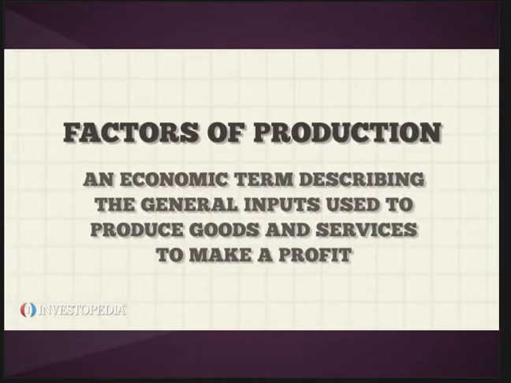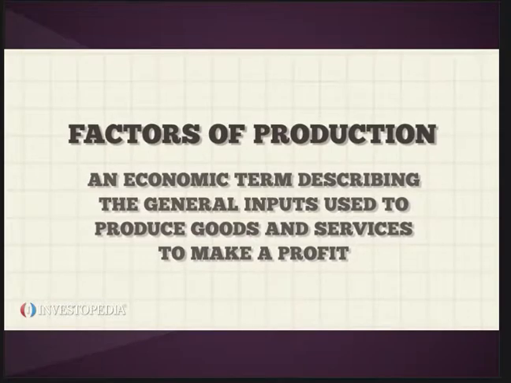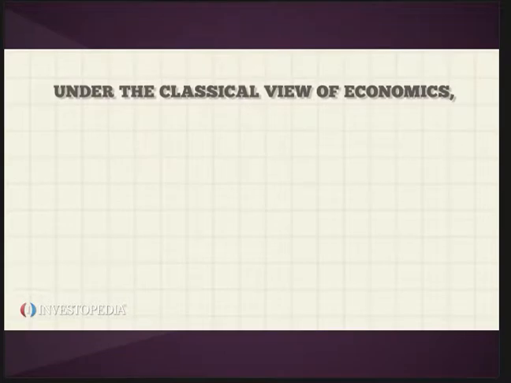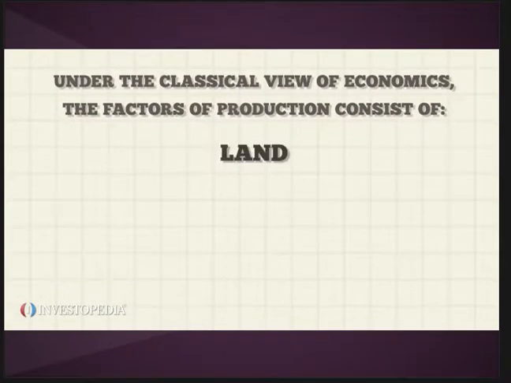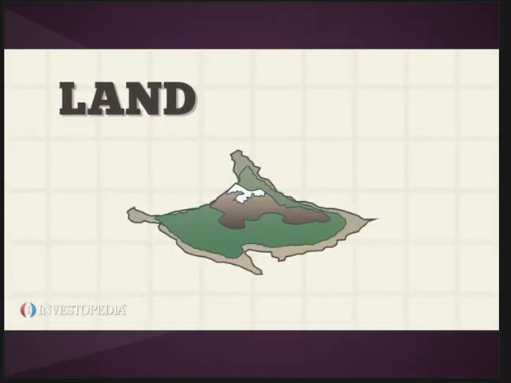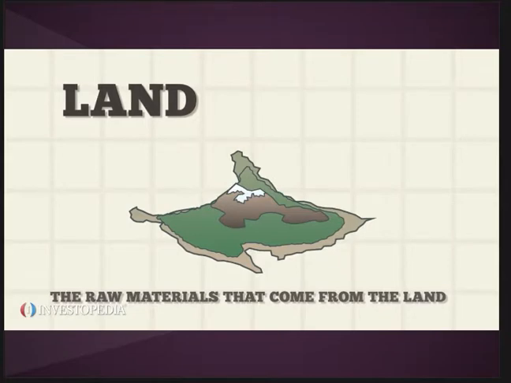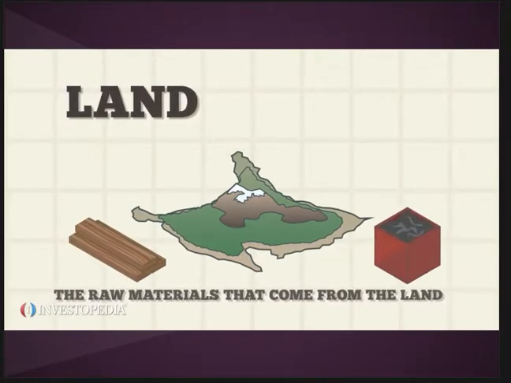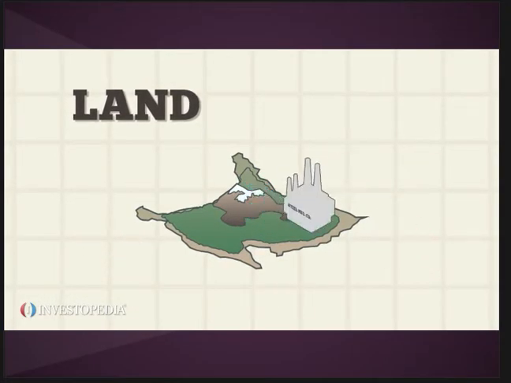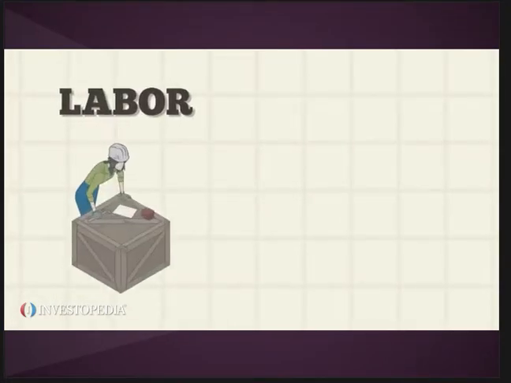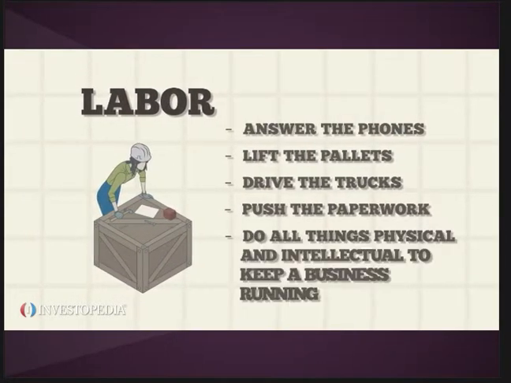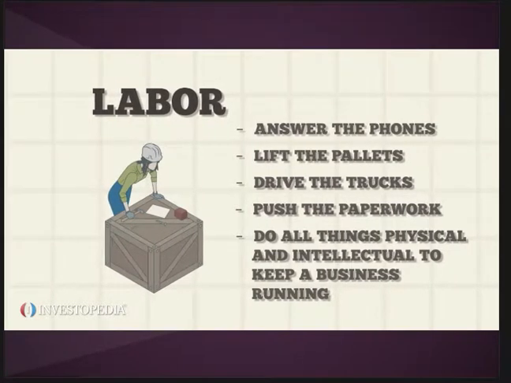Factors of production is an economic term describing the general inputs used to produce goods and services to make a profit. Under the classical view of economics, the factors of production consist of land, labor, capital, and entrepreneurship. Land refers to the land itself as well as the raw materials that come from the land. This includes timber, coal, precious minerals such as gold, and water. It can also mean the physical area on which a factory sits. Labor refers to the workers who answer the phones, lift the pallets, drive the trucks, push the paperwork, and do all things physical and intellectual to keep a business running.